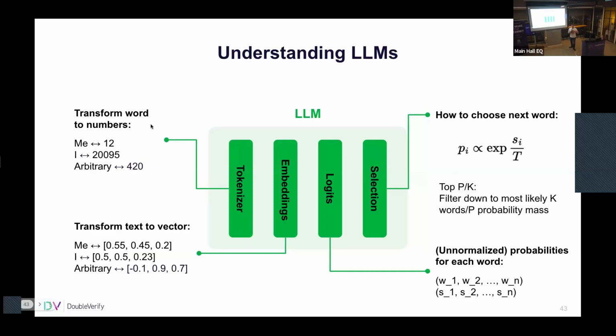Top P says take the top probability mass. So for example, if I selected 0.3, then take as many words until the probability mass reaches whatever you decided, and select from them. And why is this necessary?